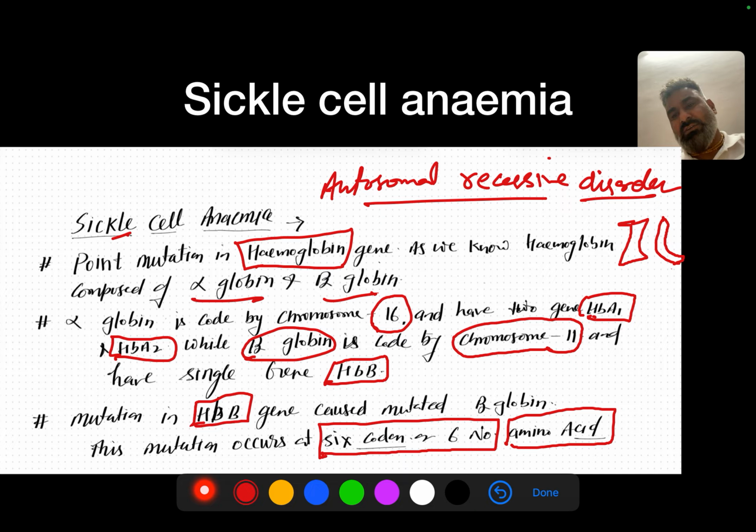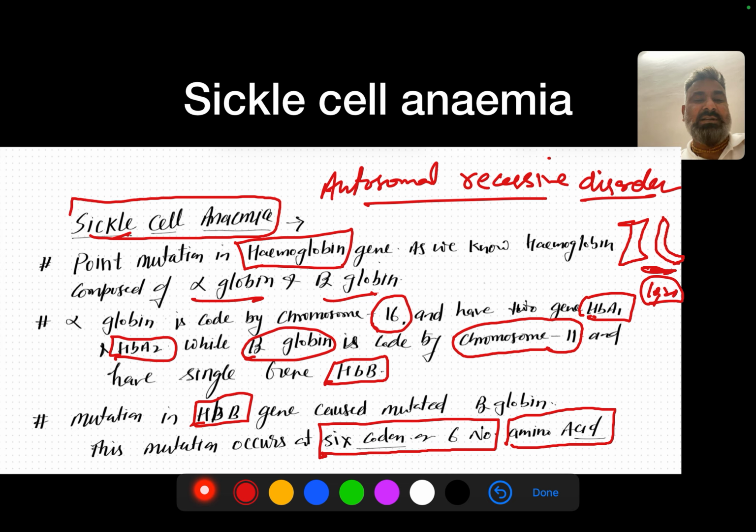And as the oxygen is very low and the pressure increases, the red blood cells break down within 10 to 20 days. So it produces an anemic condition inside the body. So the name sickle cell anemia shows that the red blood cells are sickle shaped and it produces an anemic condition. That's why it is known as anemia.